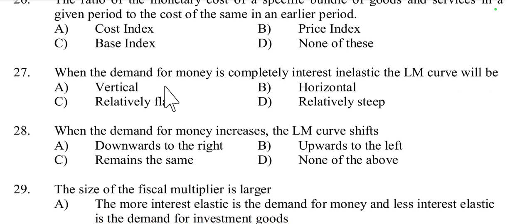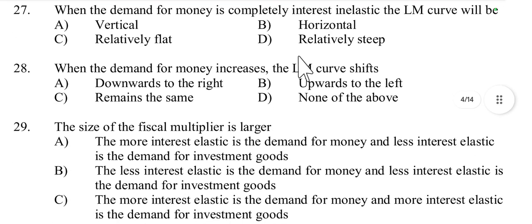Then question number 27. When the demand for money is completely interest inelastic, the LM curve will be vertical, horizontal, relatively flat, or relatively steep. Then the LM curve will be vertical, because it is interest inelastic. The answer is vertical, because if money demand doesn't change with interest rate, then it is interest inelastic. So the LM curve is vertical, meaning money market equilibrium is independent of the interest rate.